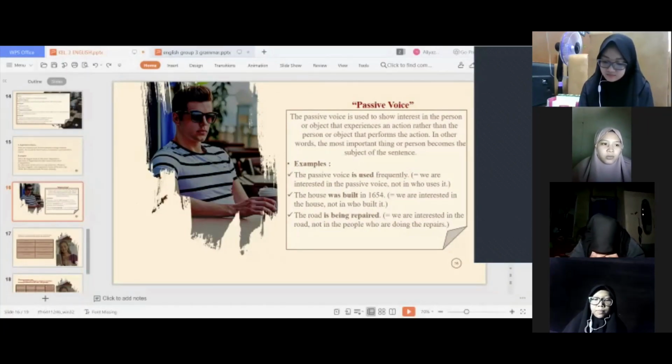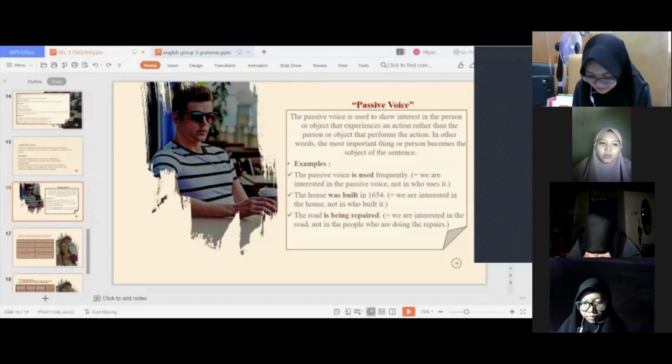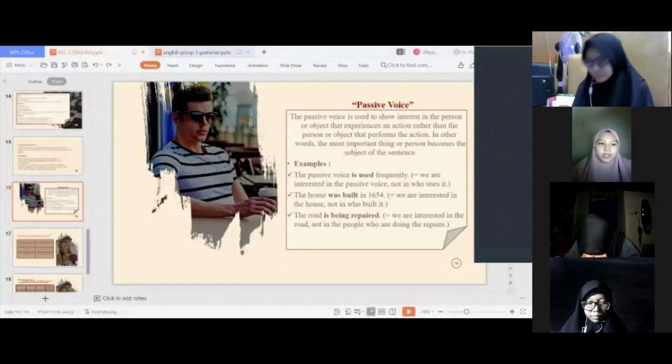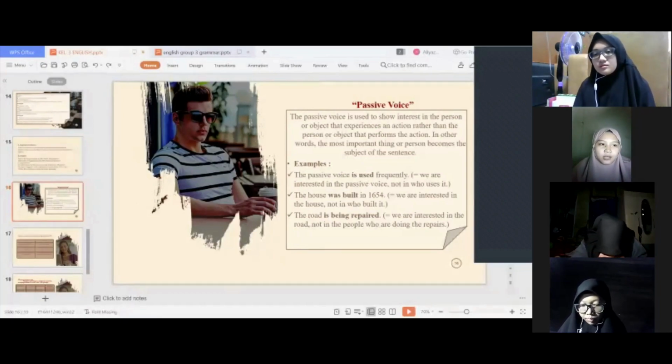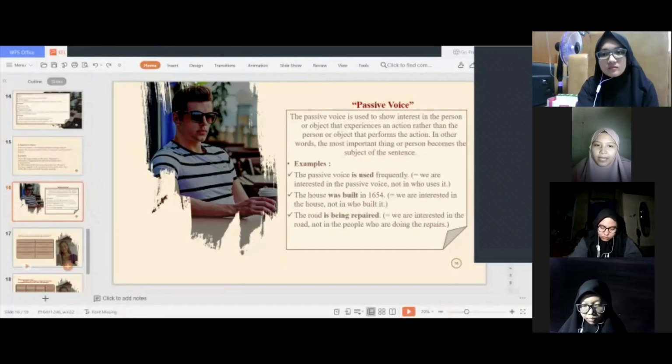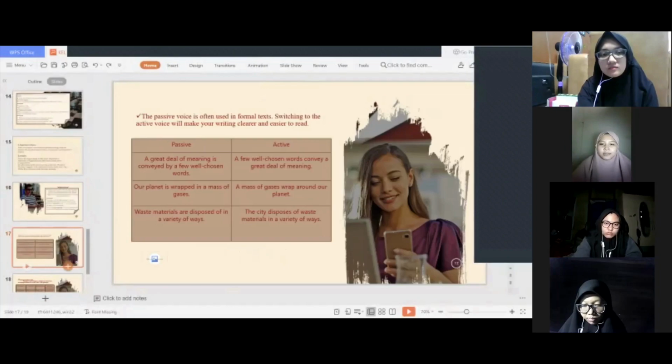Yang kedua, the house was built in 1654. We are interested in the house, not in who built it. Jadi kita tertarik dengan rumahnya, bukan siapa yang membangunnya. Yang ketiga, the road is being repaired. We are interested in the road, not in the people who are doing the repairs. Jadi kami tertarik pada jalannya, bukan pada orang yang melakukan perbaikan. Okay, next.